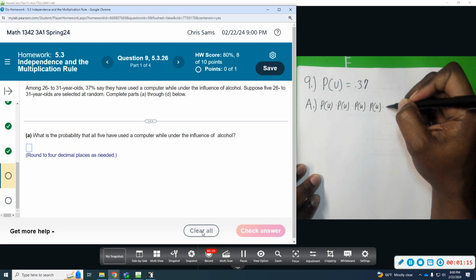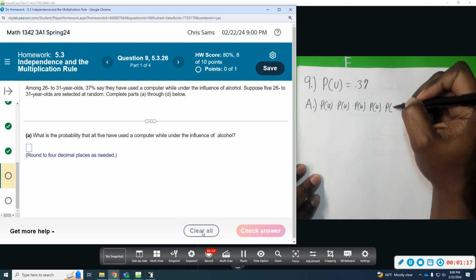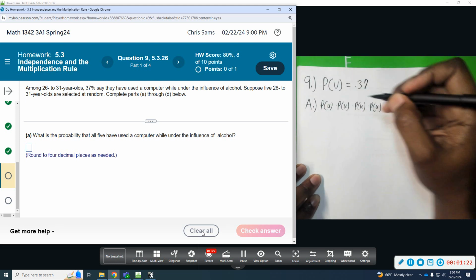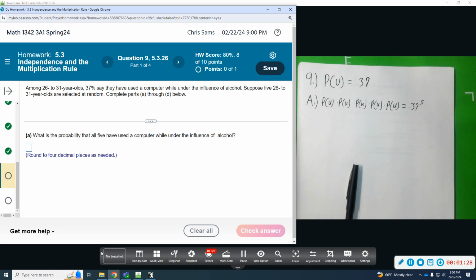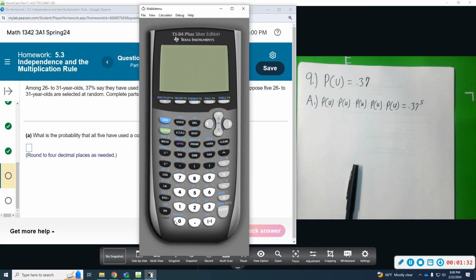We could index them, say P1, P2, P3, P4, P5, but it's all the same, 1, 2, 3, 4, 5. Okay, this is going to be equal to 0.37 to the 5th power. Okay, so let's find out what that is. We're going to round to 4 decimal places. All right, so we get 0.0069, and the 3 after the 9 will not round up, so 0.0069.